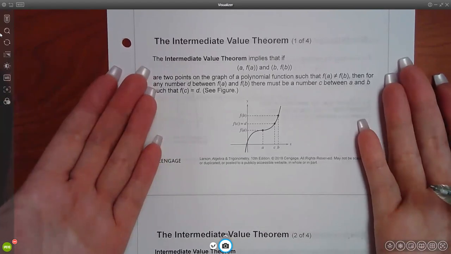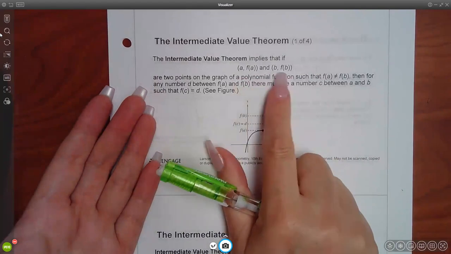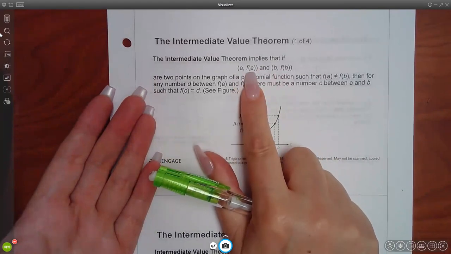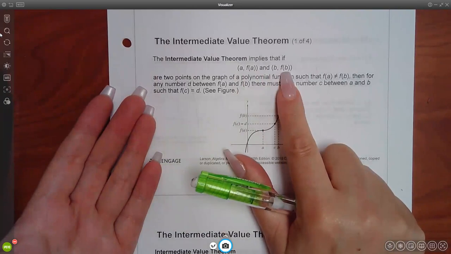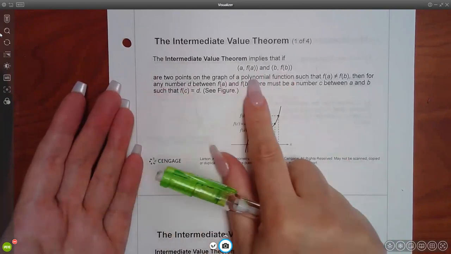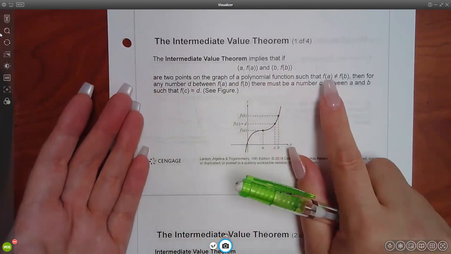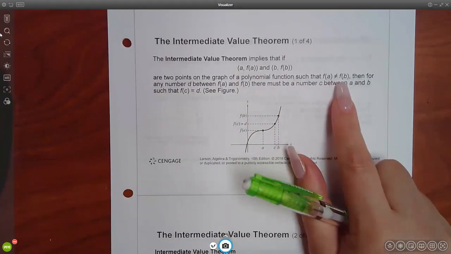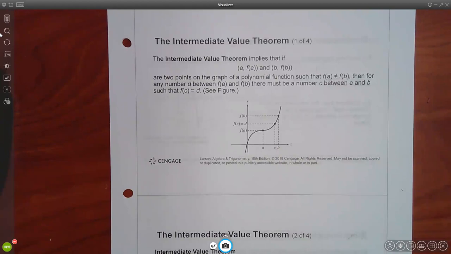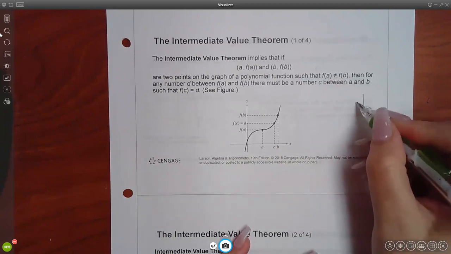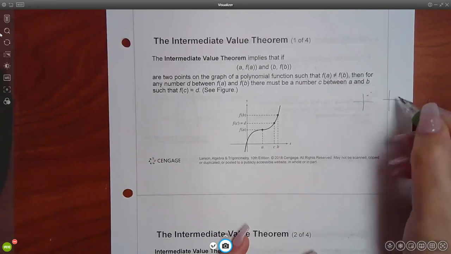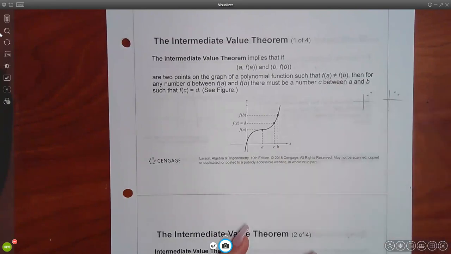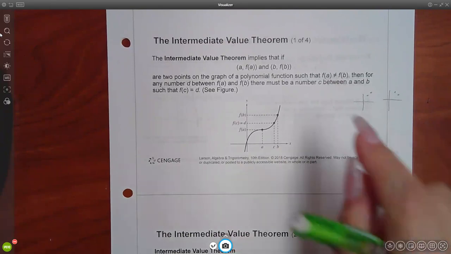So the intermediate value theorem says that if you have two points, some x value and its corresponding y value, another x value and its corresponding y value, if there are two points on the graph of a polynomial, and those two y values are not equivalent to one another, then that means one has to be a little bit higher or lower than the other, right? So one is a little bit higher like that, or one is a little bit lower. But you have no choice. If they're not equivalent, then the y values are going to be off. They're not going to be together on the same y value, okay?